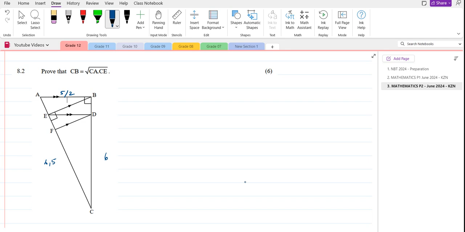Okay, so we are working with AC. AC is 6.5. BC. What is CE? Okay, that's what we got to determine. We got to go and determine CE. So let CE be equal to X.